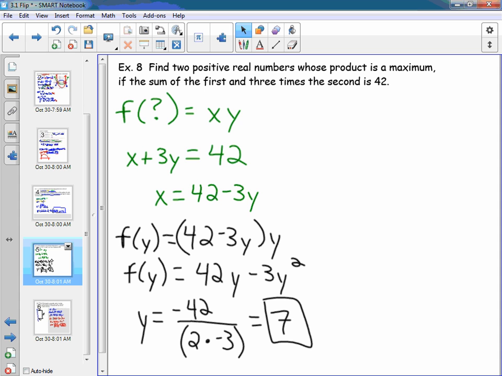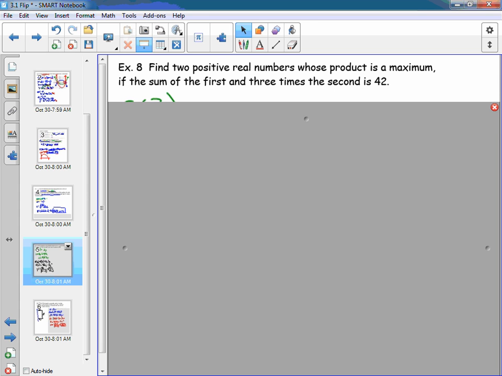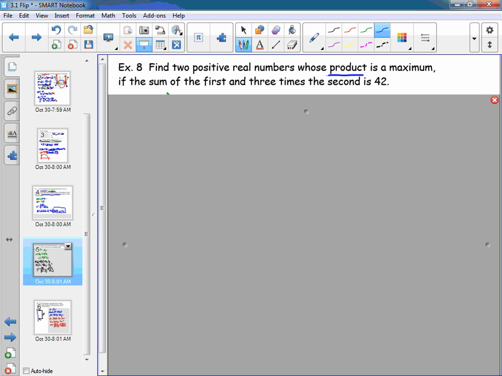Okay, for the next portion, what we're looking at, we're going to find two positive real numbers whose product is a maximum if the sum of the first and 3 times the second is 42. All right. So we want the product here, as it says, to be a maximum.